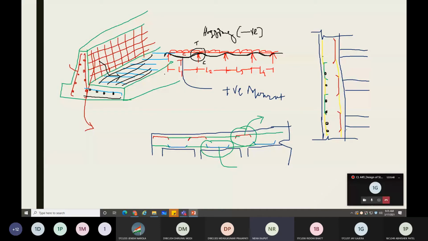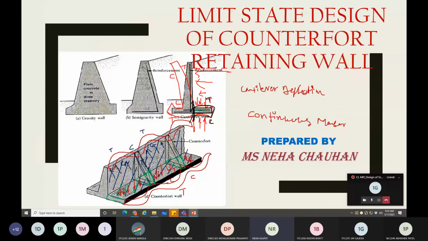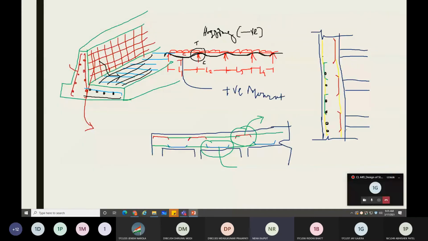Right? So now compare with this, your main reinforcement you are going to provide in a horizontal direction, parallel to this width. But in a counterfort retaining wall, which one will be the main reinforcement? This one, the red one, that will be the main reinforcement. Why? Because at some interval, such a support is given.